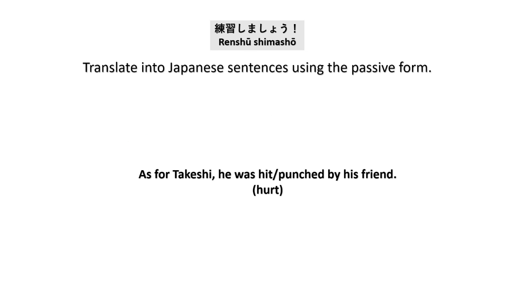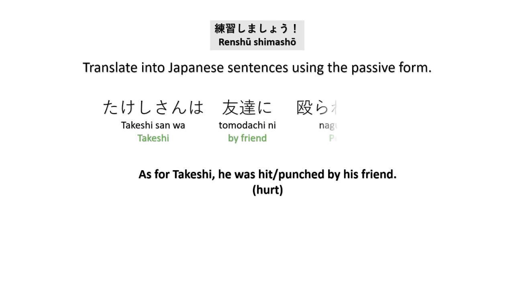As for Takeshi, he was hit, punched by his friend. Here we have Takeshi-san wa tomodachi ni naguraremashita. Takeshi was hit or was punched by his friend. And they are not friends anymore.